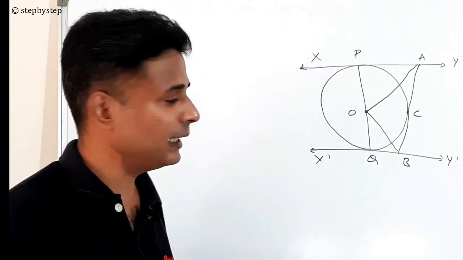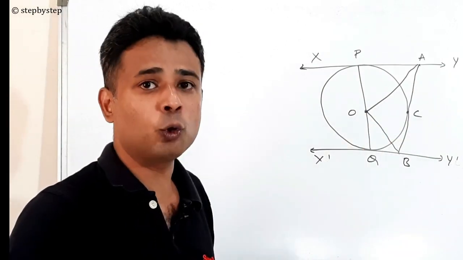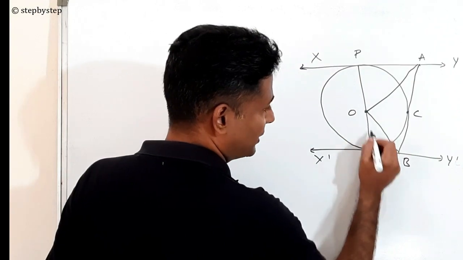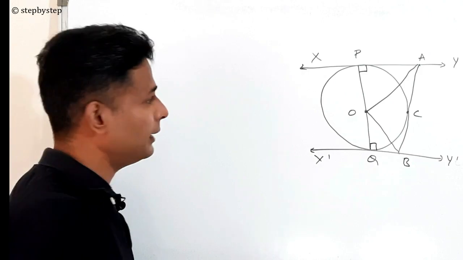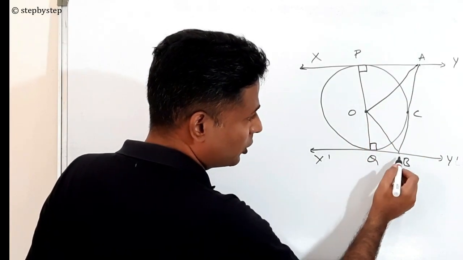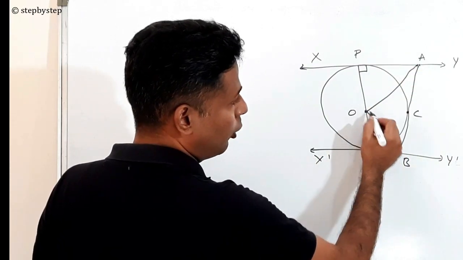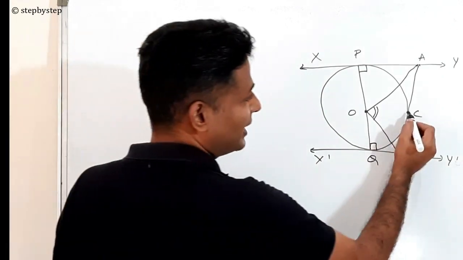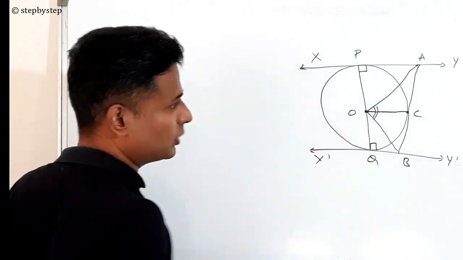The next question, guys, they have said XY and X dash Y dash are two parallel tangents. Now parallel tangents, and this is a line from the center joining, so this will be 90 degrees, this will be 90 degrees, right? To a circle, and AB is also a tangent touching at point C, and they have asked you to prove that angle AOB is 90 degrees. Now they have said this is point C touching. I'll draw a line from the center to C.